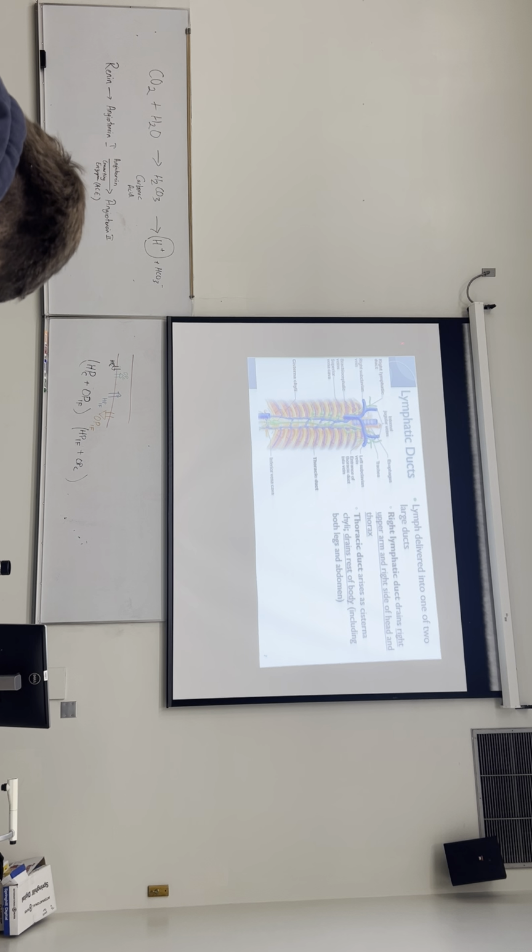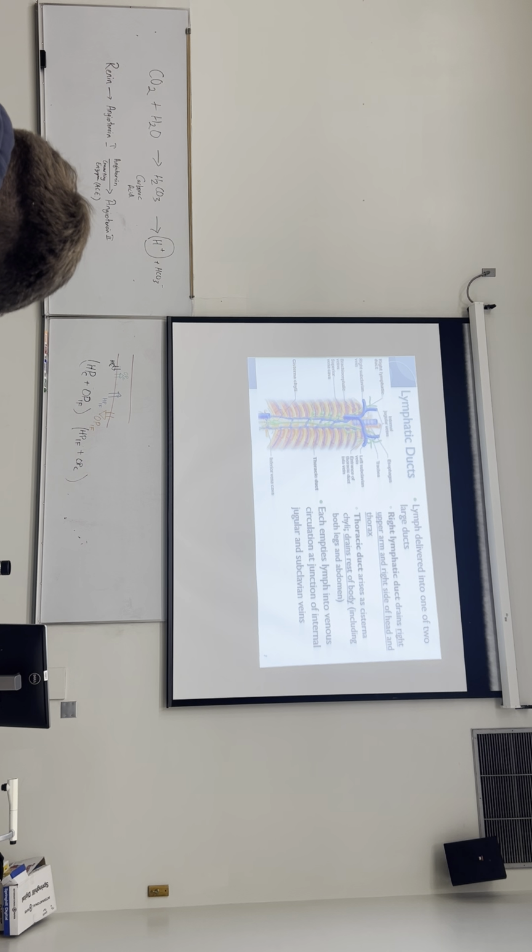Again, remember when you're looking at an image, this is the right side, this is the left side, unless otherwise stated. It's always as if somebody else is looking at you. So this is the right side, this is the left side. The thoracic duct will join the left subclavian vein, meaning the left internal jugular, and then it goes into venous circulation. Any questions?